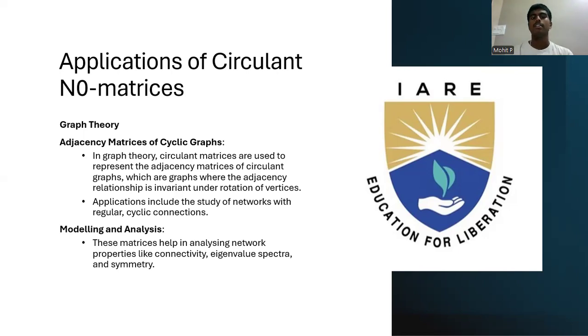In graph theory, circulant matrices are used to represent the adjacency matrices of circulant graphs, which are graphs where the adjacency relationship is invariant under rotation of vertices. Applications include the study of networks with regular cyclic connections, modeling and analysis. These matrices help in analyzing network properties like connectivity, eigenvalue spectra, and symmetry.